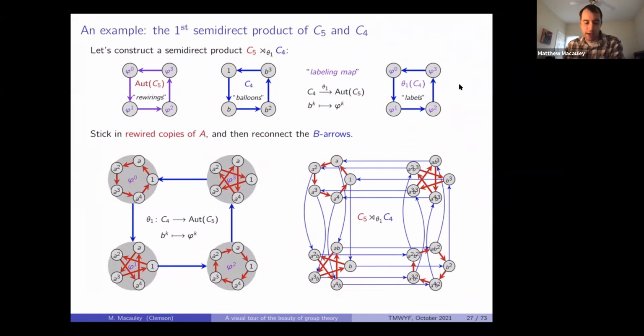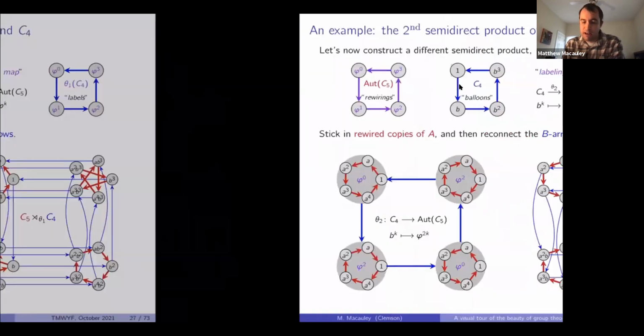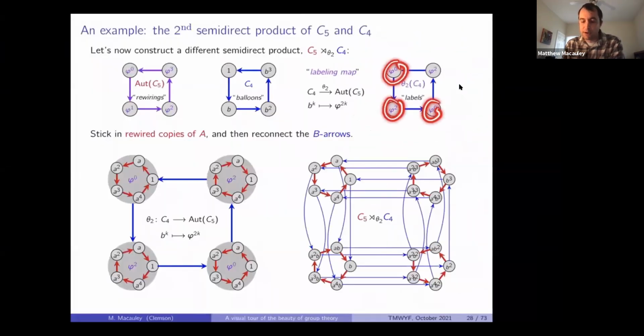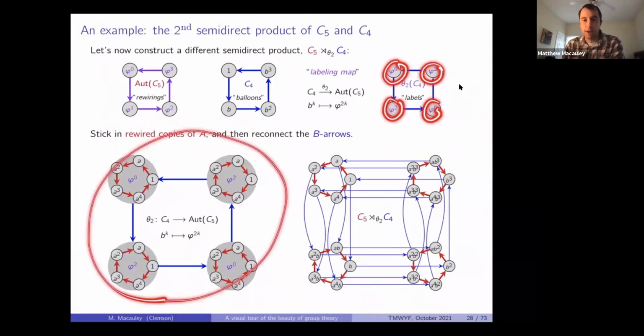Now there's different ways of how you can stick rewirings. So this labeling map is phi to the 0, phi to the first, phi to the second, phi cubed. Well, there's another labeling map which you can do, which is phi to the 0, phi squared, phi to the 0, phi, which corresponds to this labeling. And this gives you a different semidirect product.